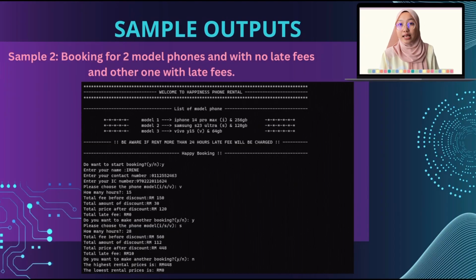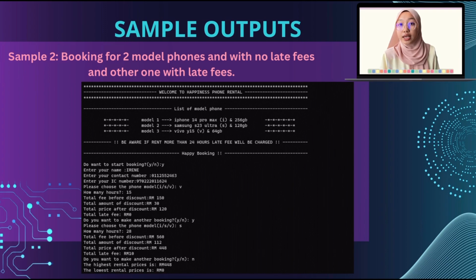Next, for the second sample, the user books 2 model phones, one with no late fees and the other one with late fees. It is the same as the previous one, which has welcome greetings, the list of model phones and a reminder for the user. The user enters Y as a yes to start the booking. Then she puts her name as Irene and her contact number and also IC number. She chooses model V, which is Vivo Y15.